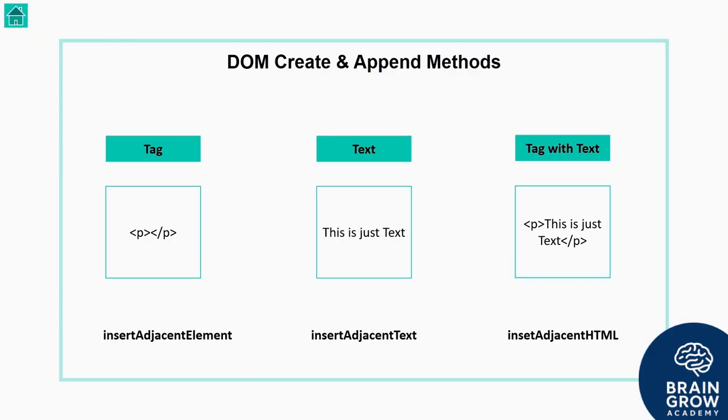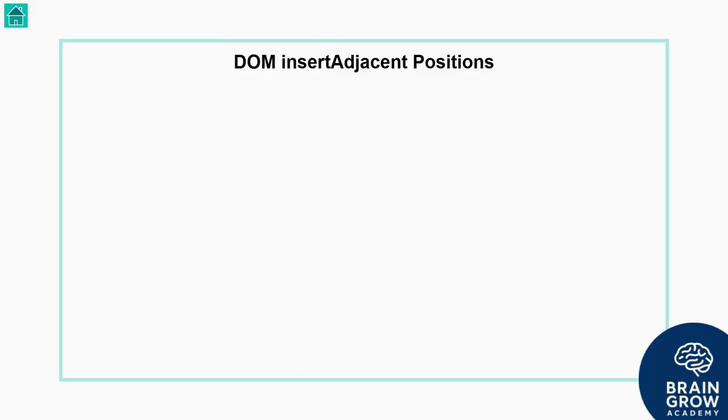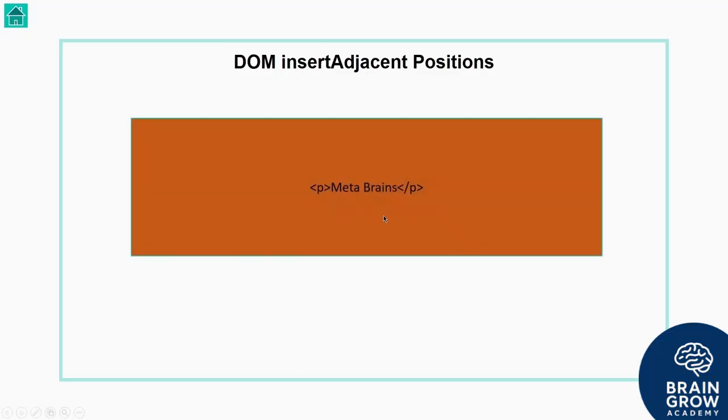So this is its process, and it has all these elements in it, like insertAdjacentElement, insertAdjacentText, and insertAdjacentHTML. After all of this, we have some positions for insertAdjacent. In this div, I've written a paragraph. Then we have these positions. The first one is beforebegin, the second one is afterbegin, the third one is beforeend, and the last one is afterend. The first one will work outside the div. The second one will work when the div has started. The third one will start at the end of the div. And the fourth one will start after the end of the div.